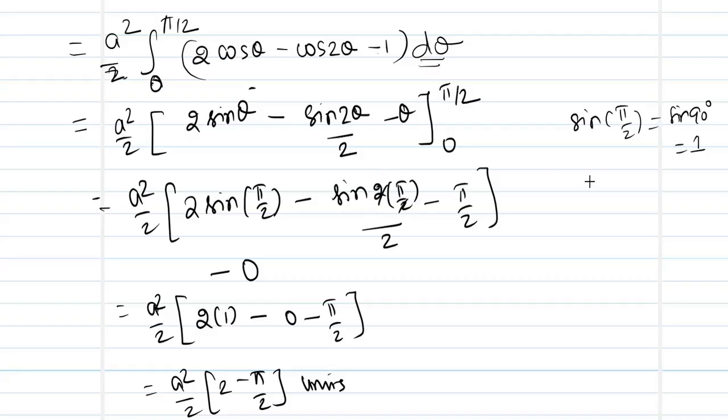2 and 2 cancel off. Recollect that sin n pi equals 0 for all values of n. So what will be sin pi, which is 1 pi, that will also be 0. So the second term also becomes 0. And the third term we have minus pi by 2. Hence the final answer, the area that lies outside the cardioid and inside the circle, is a square by 2 into 2 minus pi by 2 square units.